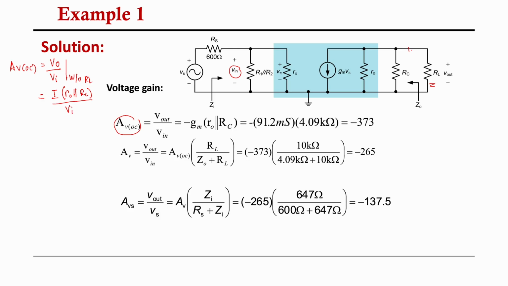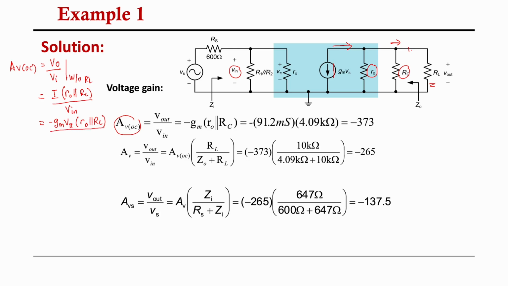Okay, V in, V in. So I over R naught multiplied with RC. I, which is the value of current here, is in parallel with the resistor R naught and RC. So in this case, if you look here, the current will flow this way, so it is going to be negative GM V pi, and then R naught parallel with RC, right?